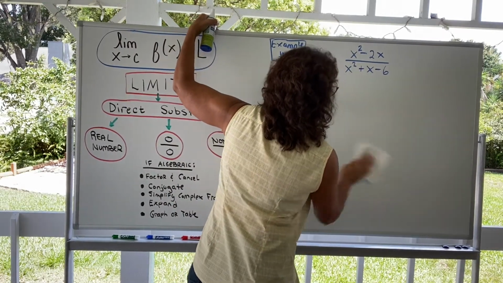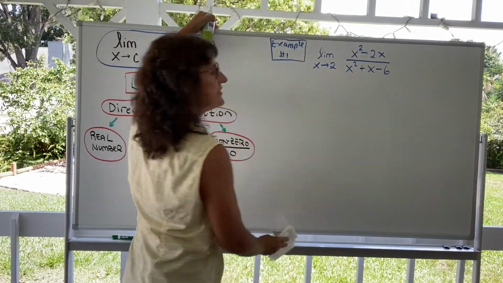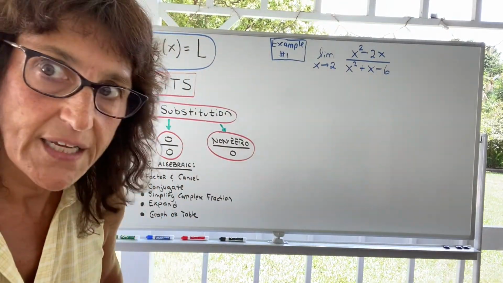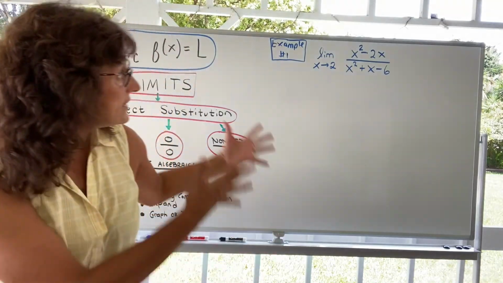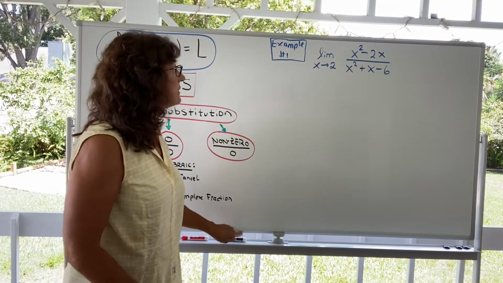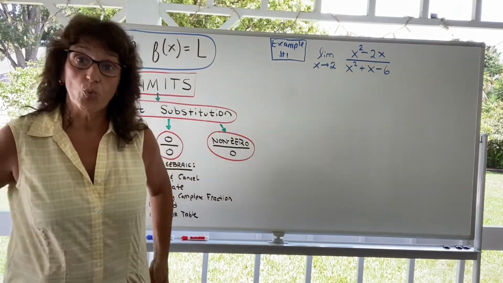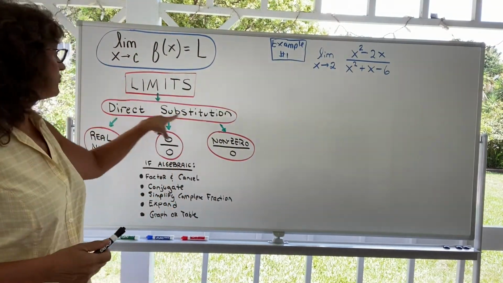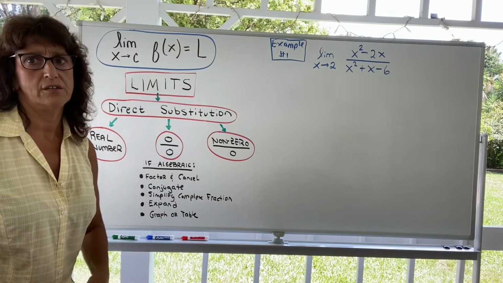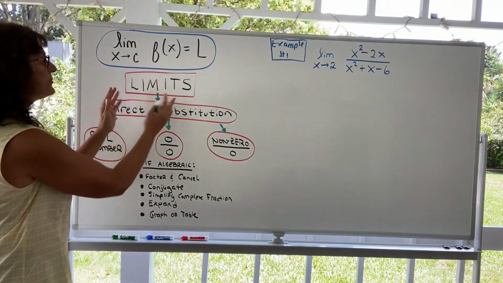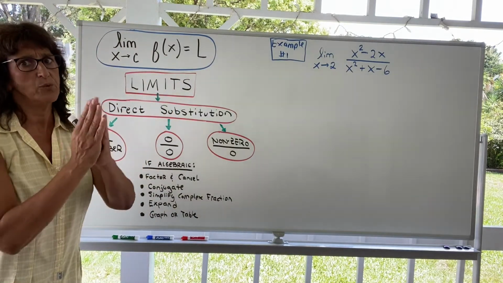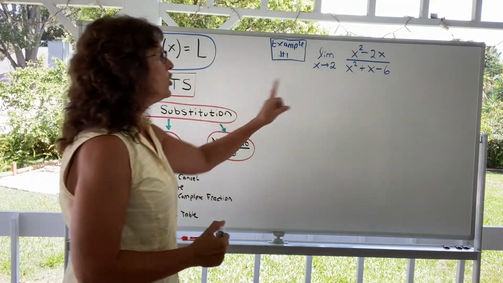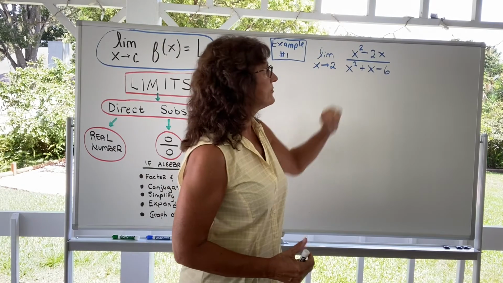So we want to evaluate this limit. We don't have a graph to look at. We don't have a table to use. All we have is what it says right here. So what do we do first? We follow the flow chart: you have a limit problem you want to solve analytically, so first we use the direct substitution principle. We're going to take the number 2 and substitute it in.